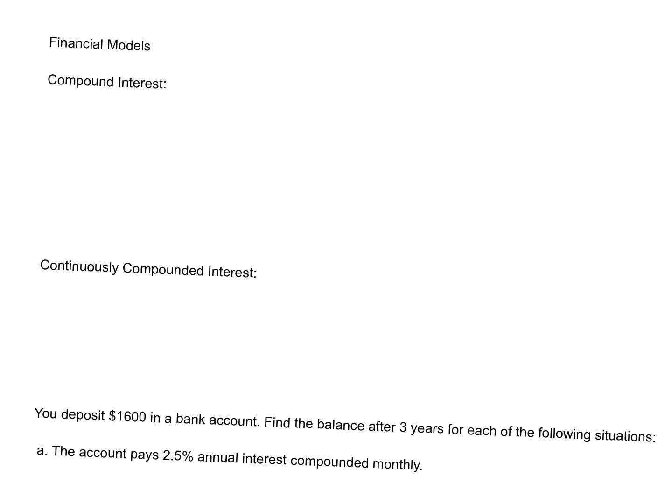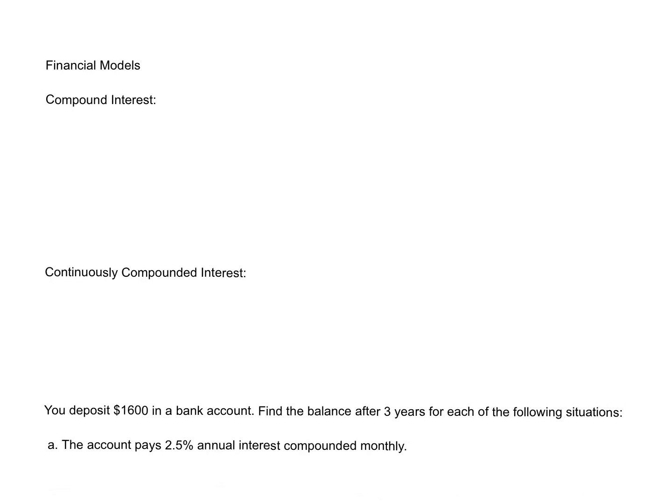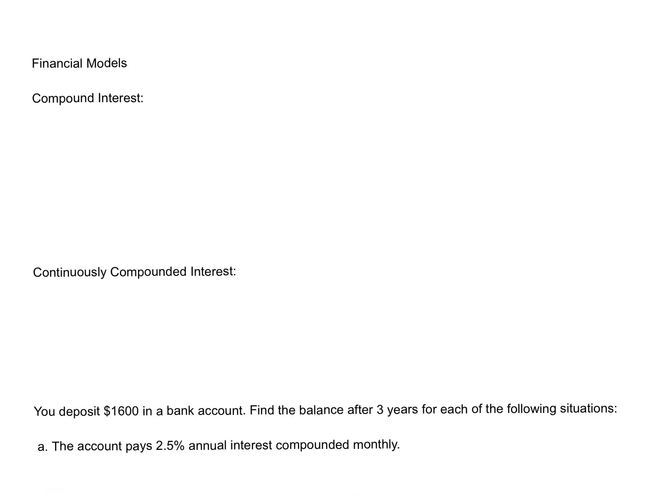The last thing we're going to talk about are financial models. Something very common that is represented using exponential functions are something called compound interest and something called continuously compounded interest. So the compound interest formula is A equals P(1 + r/n)^(nt).